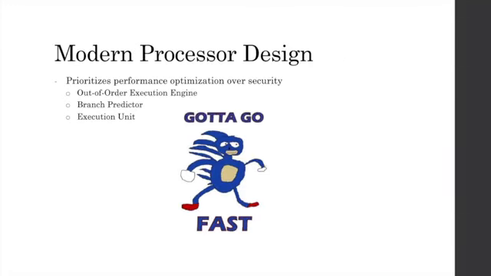So to understand the attack, we have to first talk about modern processor design. Modern processors were designed with performance prioritized over security. Several key features of processors include the out of order execution engine, the branch predictor, and the execution unit.